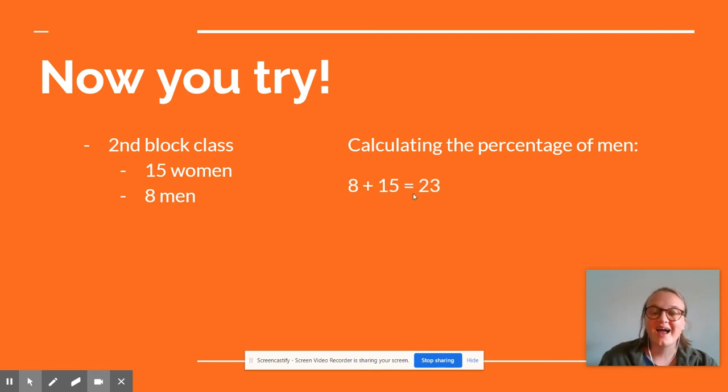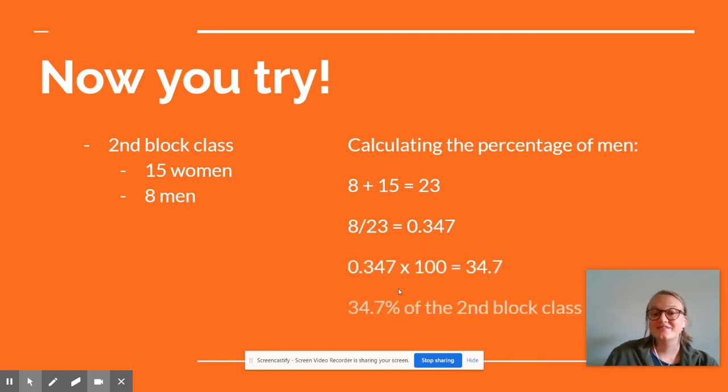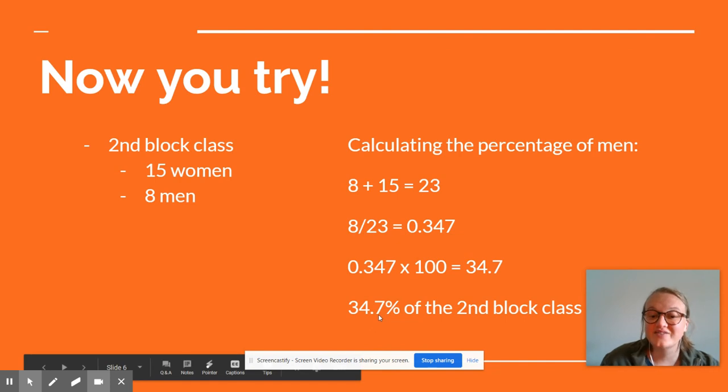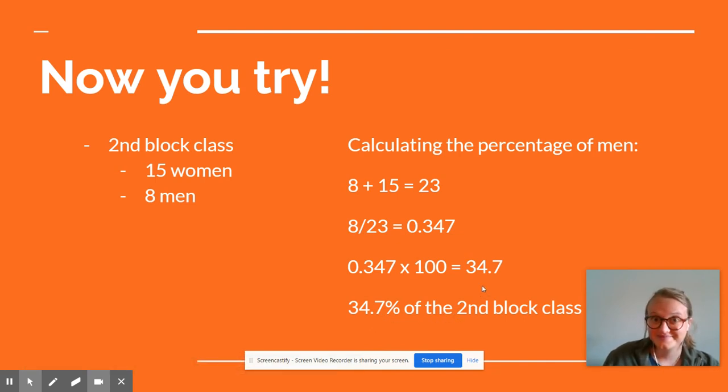First, you need to figure out how many human beings there are in my second block class. So you're going to add 8 plus 15 is 23. Now you can calculate the percentage of men. So there's 8 men out of 23. 8 divided by 23 is 0.347. You multiply that by 100, and that gives you 34.7% of my second block class are men. Great job. Let's keep going.